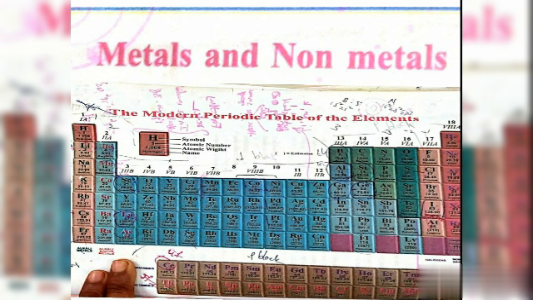Next, lanthanides and actinides actually belong to the third group, third B group, which is within the transition elements, hence they are called inner transition elements. Lanthanides and actinides are placed separately at the bottom of the periodic table, but they actually start from the third group.